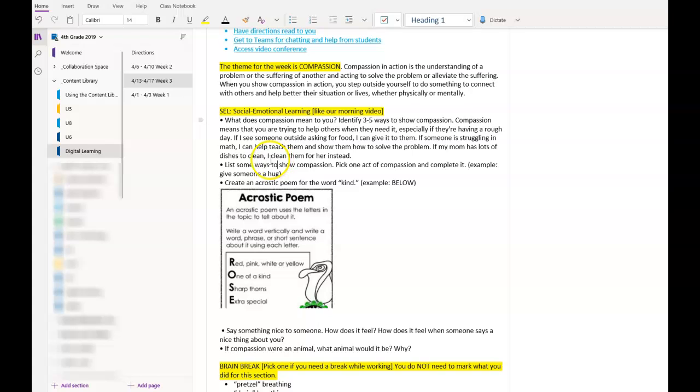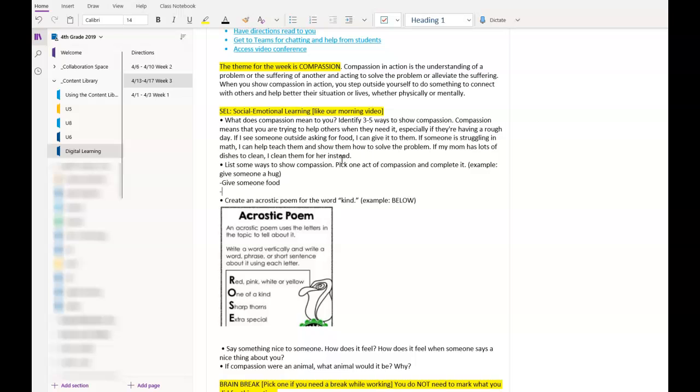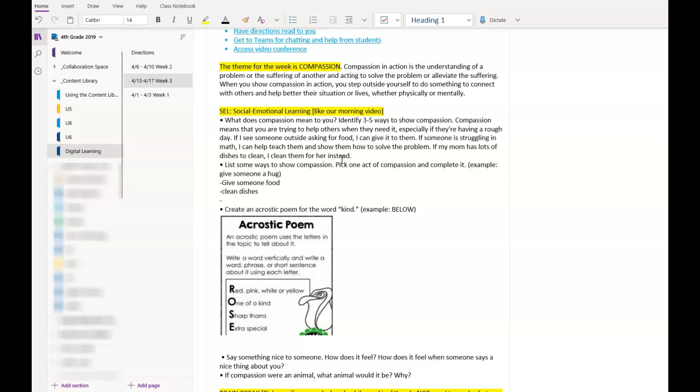Alright, so that was 3 ways, and I said what compassion meant. So list some ways to show compassion. Pick one act of compassion and complete it. So I'm going to borrow these 3 that I have right up here. And it wants a list, so I don't need complete sentences. So here's my list. Give someone food. Clean dishes. What's another way? Well, we could help teach someone.